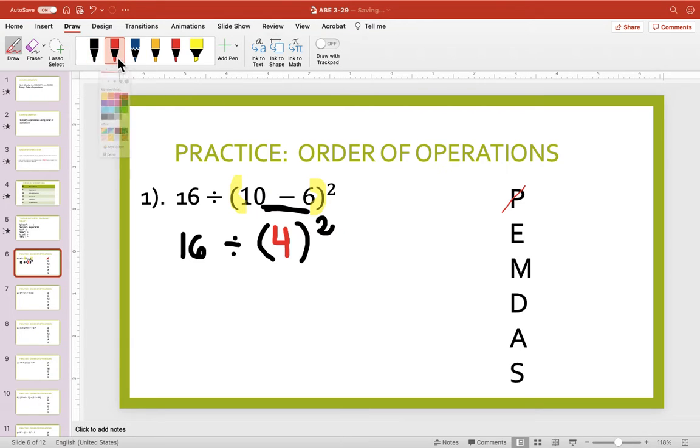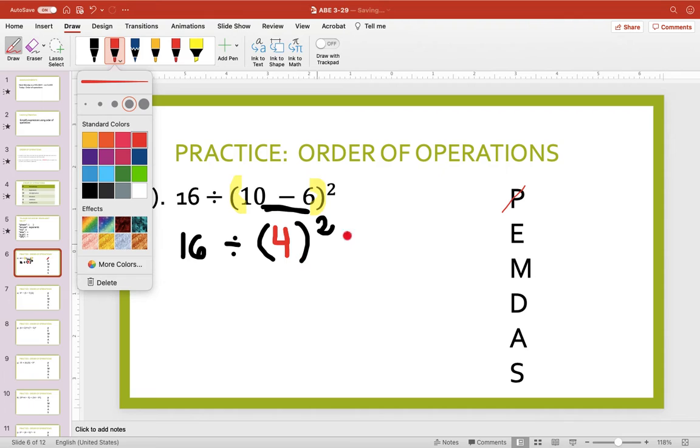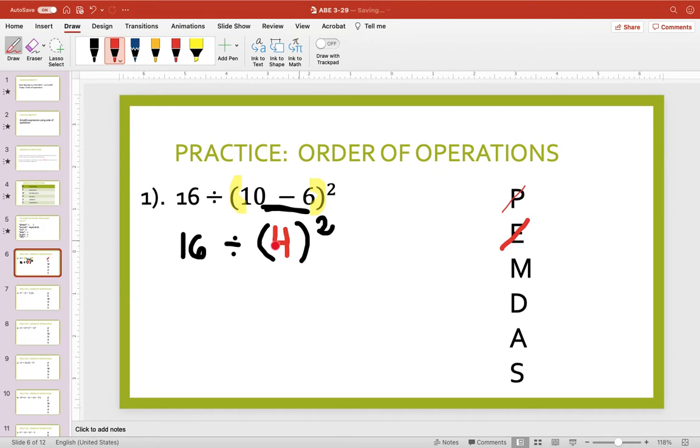Next, I'm going to do my exponents. E stands for exponents. I do have an exponent. This is my exponent right here. This 2 tells me that I have an exponent. So what I want to do now is simplify what 4 to the second power is. Remember what 4 to the second power is?